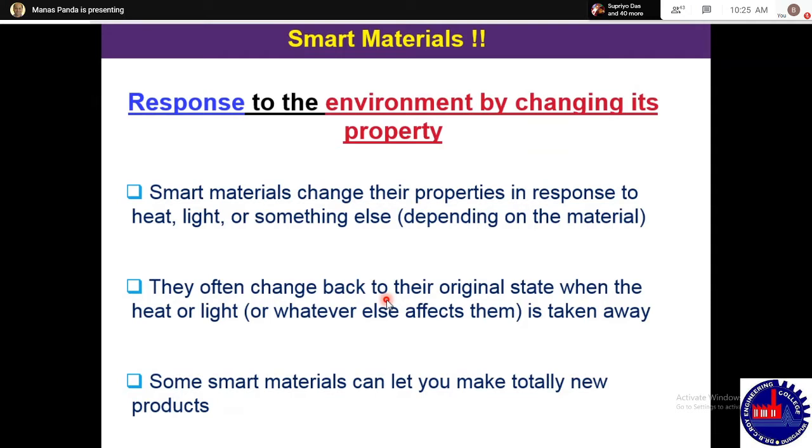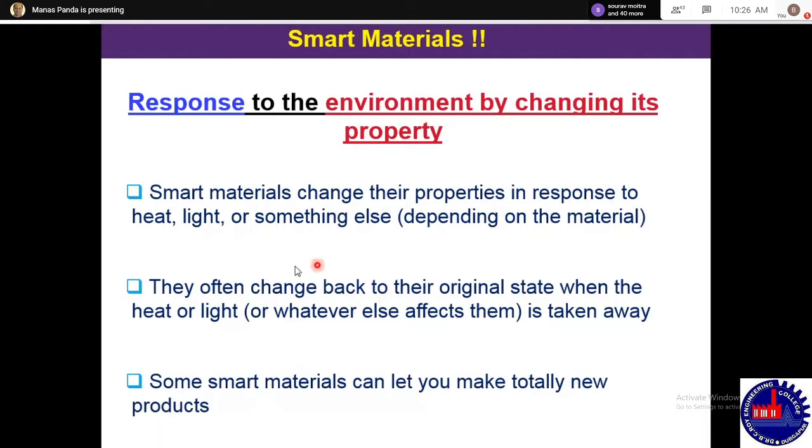So here are a few points about smart materials. Smart materials change their properties in response to heat, light, or any other stimuli. It can be moisture, it can be pressure, and changing their properties means either physical, chemical, or mechanical properties, whatever it is. Physical properties means they can change their volume, their shape, their density, their external shape, etc. They can change their chemical properties also.